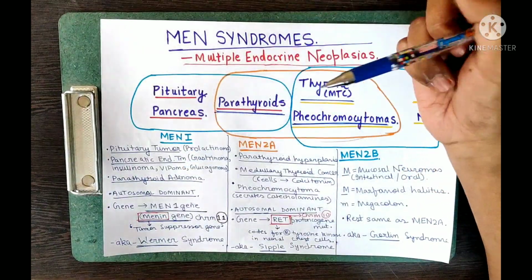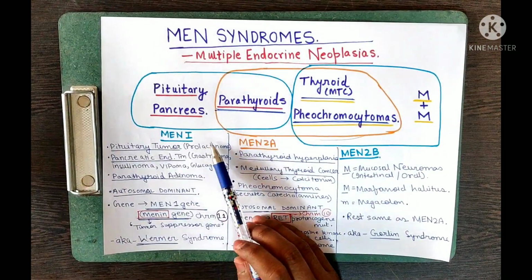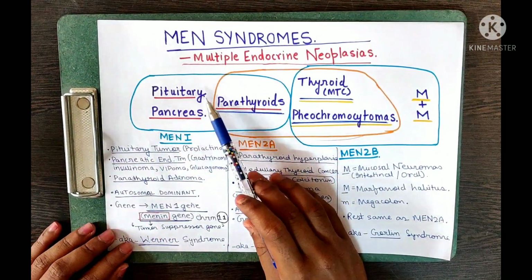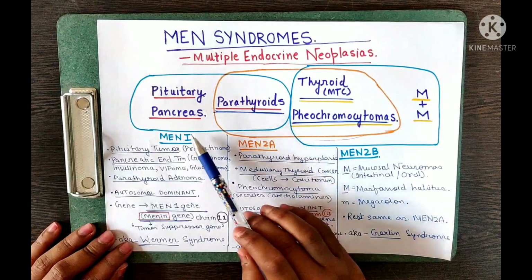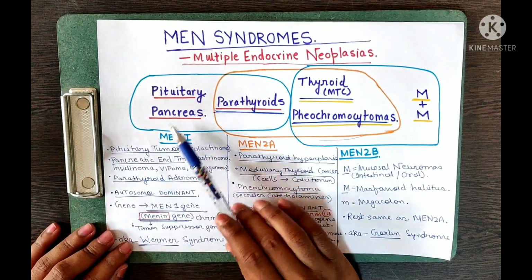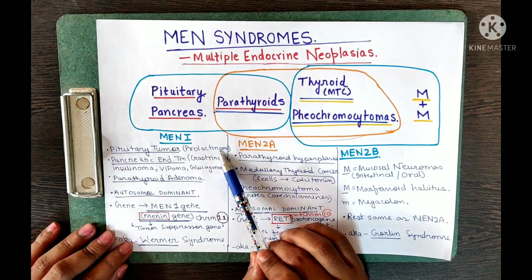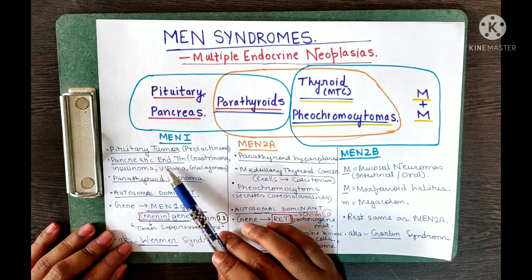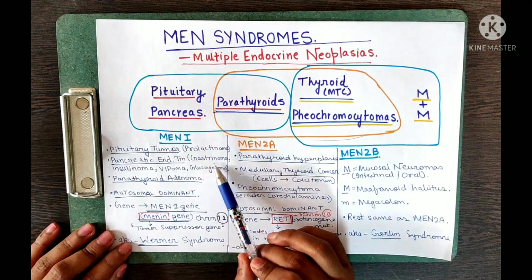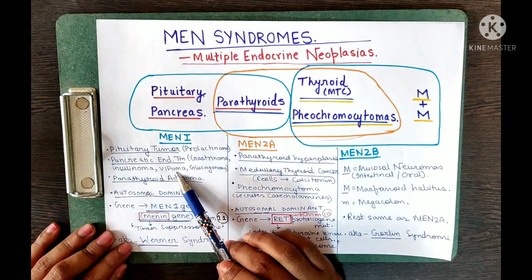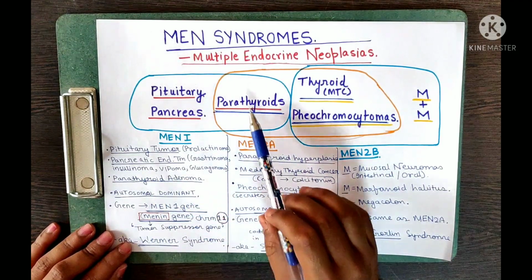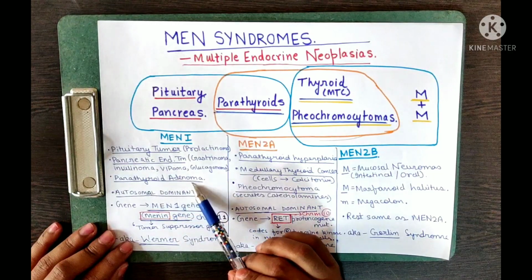First of all, coming to MEN1 syndrome. MEN1 syndrome, as you can see over here, consists of pituitary, pancreas and the parathyroid. In the pituitary it causes pituitary tumor. The most common pituitary tumor in MEN1 syndrome is prolactinoma. Second, pancreas. In pancreatic endocrine tumors, the most common is gastrinoma. Others are insulinomas, VIPomas and glucagonomas. And in the parathyroid, it is parathyroid adenoma.